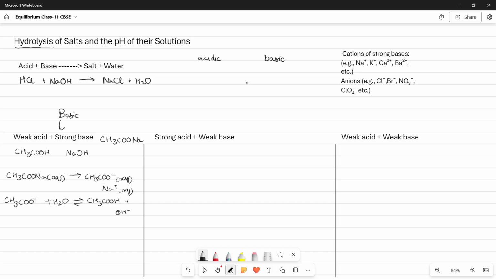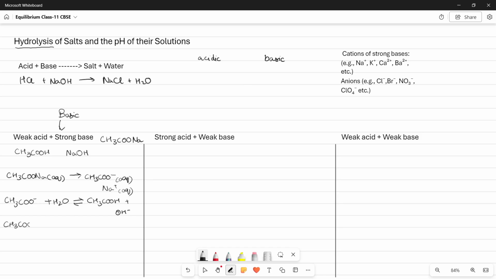Okay, so basically, because the Ka value of acetic acid is 1.8 into 10 to the power minus 5, it prefers to stay in the solution, and this leads to an excess of OH minus ions, which makes the solution basic. Okay, now I'm just going to write the final reaction.